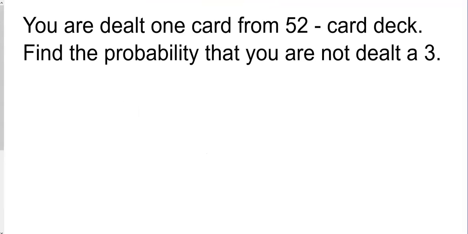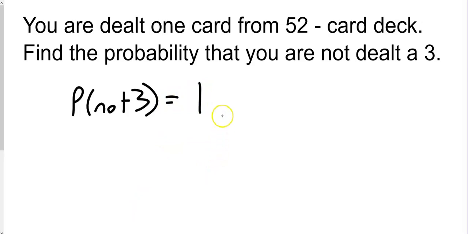So let's do some examples. I have an example here that says you are dealt 1 card from a 52 card deck. I probably should have the word A in there, but it's been a long day, so my bad. Find the probability that you are not dealt a 3. So we want the probability of not 3. If I want to talk about those formulas, it's a little bit easier to think about it as 1 minus the probability of a 3 actually happening.